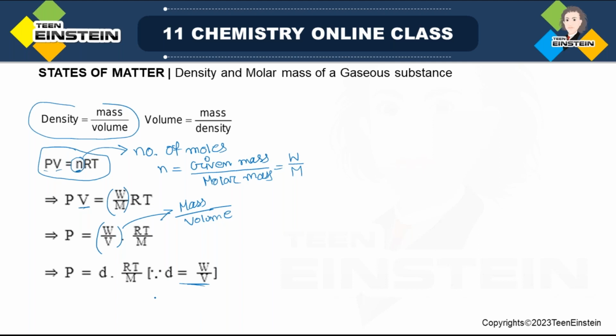So from the equation PV equal to nRT, just by replacing the number of moles with given mass W divided by molar mass capital M, and slightly rearranging the equation, we get P equal to dRT by M. From this equation, R is constant, and there are P, d, T and M. So if one quantity is unknown and three quantities are known, we can calculate the unknown quantity.